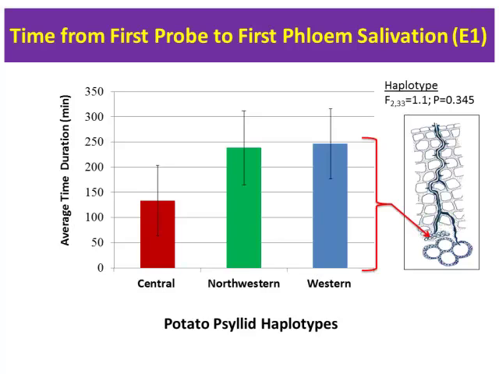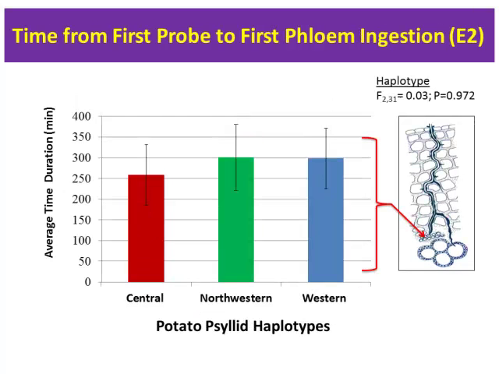So once they start probing, how fast do they reach the phloem? Well, as you can see for the three haplotypes, it takes about 2 to 4 hours to reach the phloem. Basically, if they land on a potato plant, in the first 2 hours, we may not be able to infect because we're not reaching the phloem. It takes about 3 to 4 hours to reach the phloem.